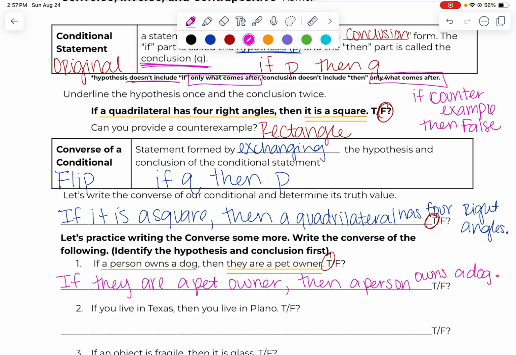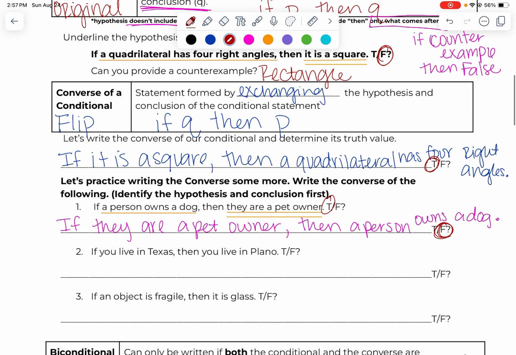Now we need to determine, is this true or is this false? Can you come up with a counter example? Okay, I can. If a person owns a cat, they would be a pet owner. So this statement would be false. All right, I want you to try number 2. So pause the video, try number 2.